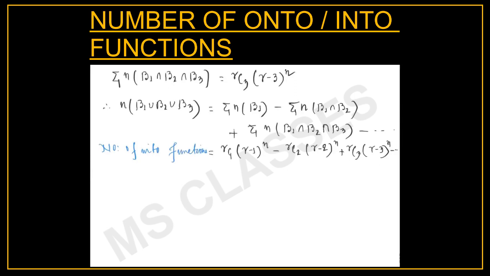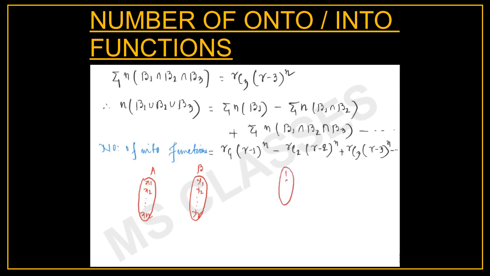When you go to the number of onto functions, before that, you have to understand a very important thing. Suppose we have a set A and a set B. Here we have x1, x2, ... xn elements. Here we have y1, y2, ... yr. Now, is onto function always possible? Is there always a chance of an onto function? Why don't we see?